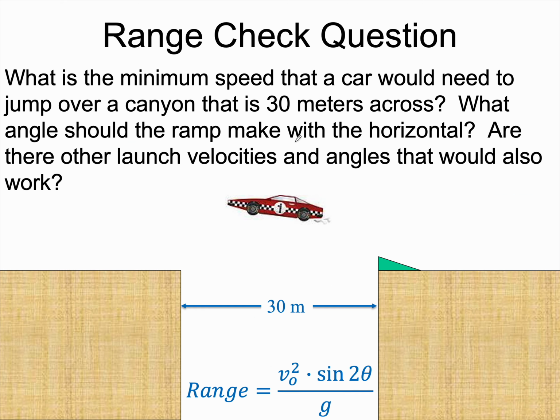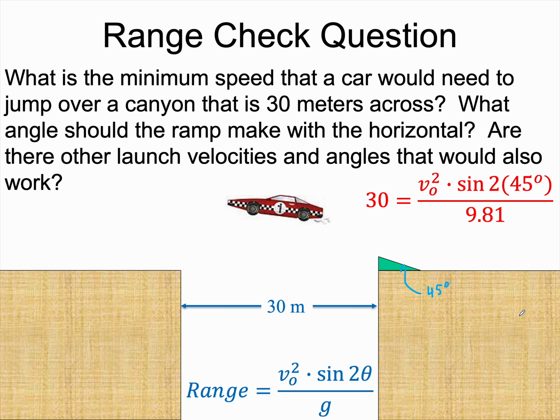Take a quick look at this one. Here's a quick brain check. What's the minimum speed a car would need to jump over a canyon that's 30 meters across? What angle should you make with the horizontal? If you want the minimum speed, that means you want maximum range for that minimum speed. What angle should you make this ramp to get maximum range for a given velocity? The angle should be 45 degrees. Remember, that gives you maximum range for any given velocity.